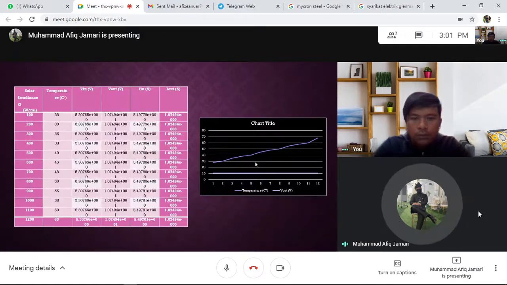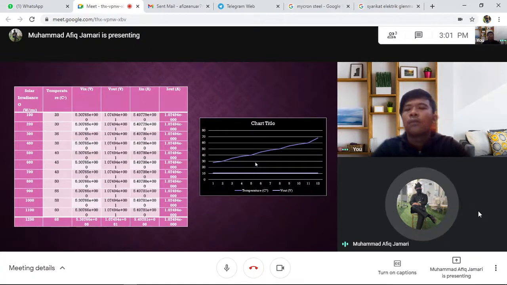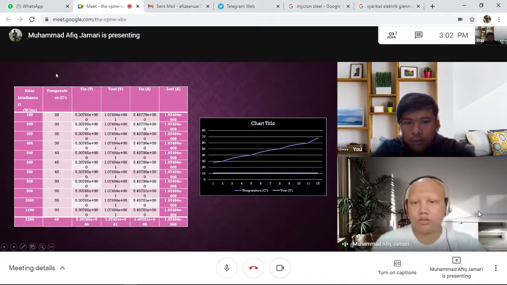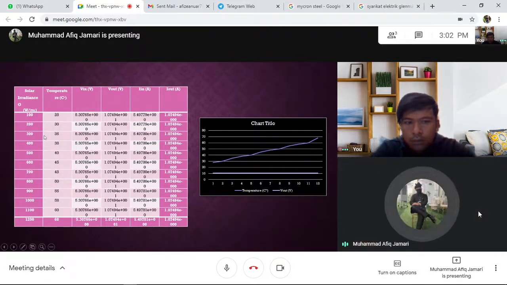Here are the results that we gained for this experiment. This is a table that shows the average V in, V out, I in and I out of our experiment. And this chart shows the relationship between the temperature and the respective V out. So I'll be showing the simulation.